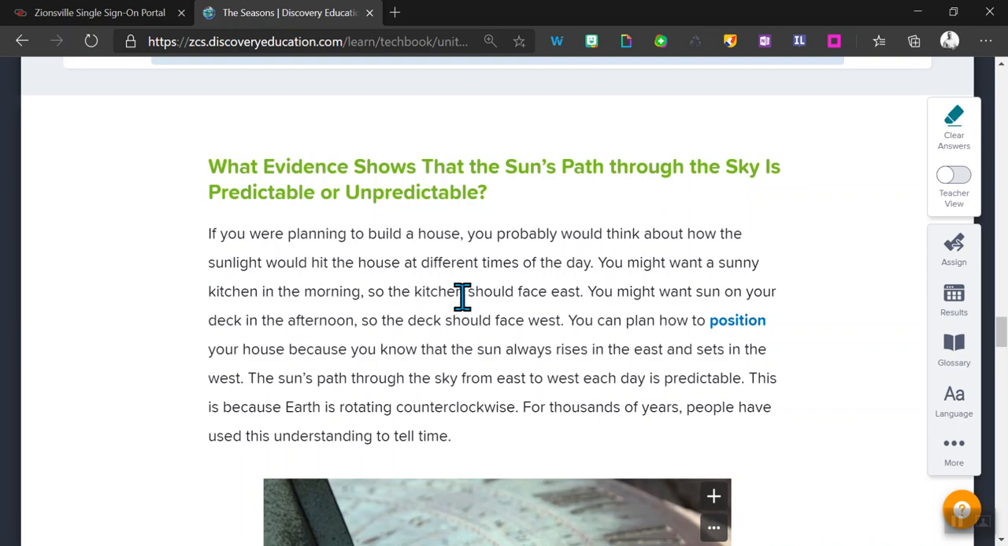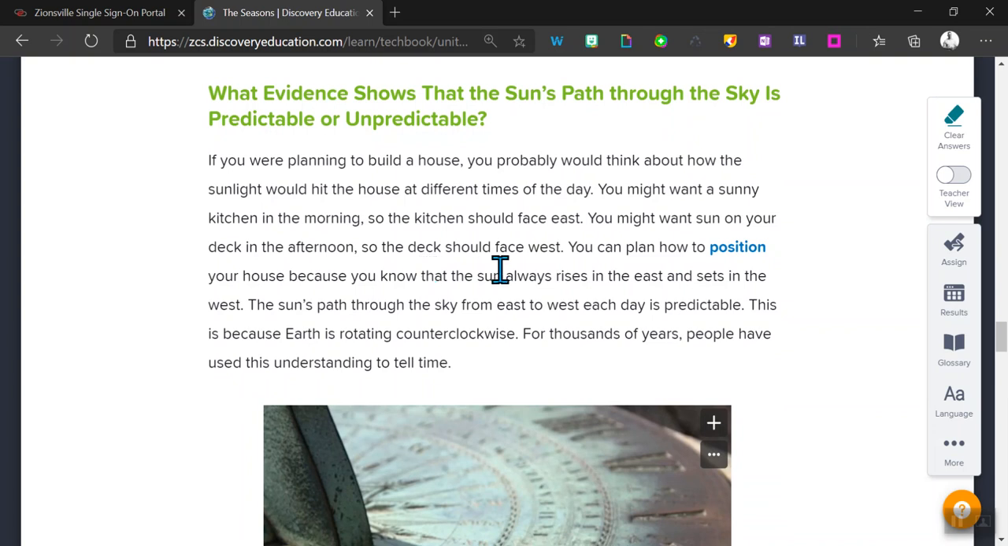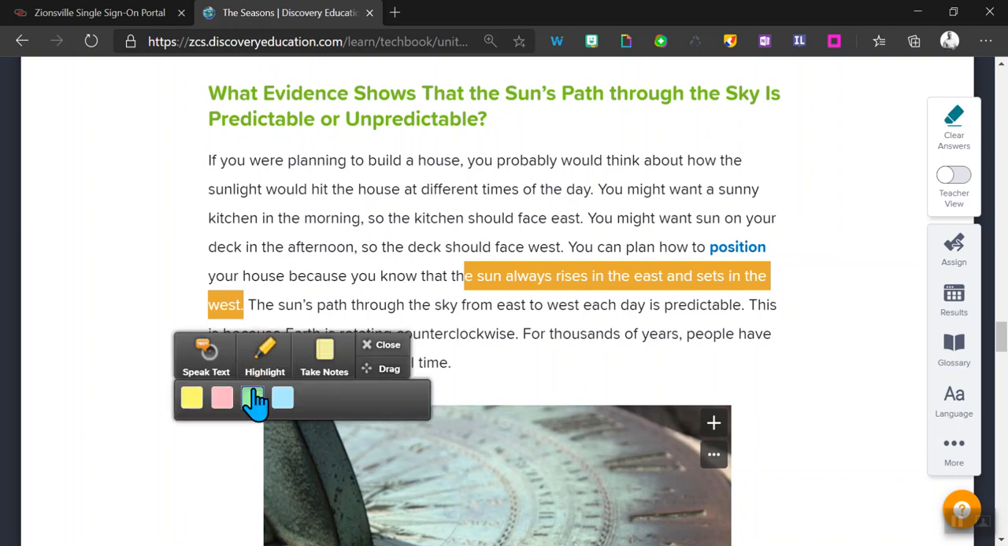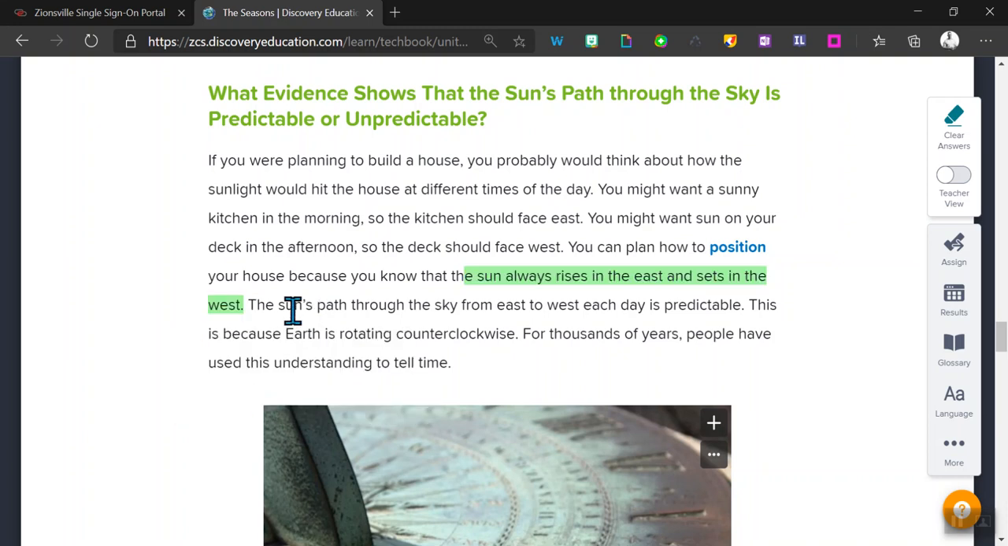You might want the sun on your deck in the afternoon, so the deck could face west. So you can plan how to position your house because you know that the sun always, and this is a big one, always rises in the east and sets in the west. That never changes, right? The sun always rises in the east and sets in the west.